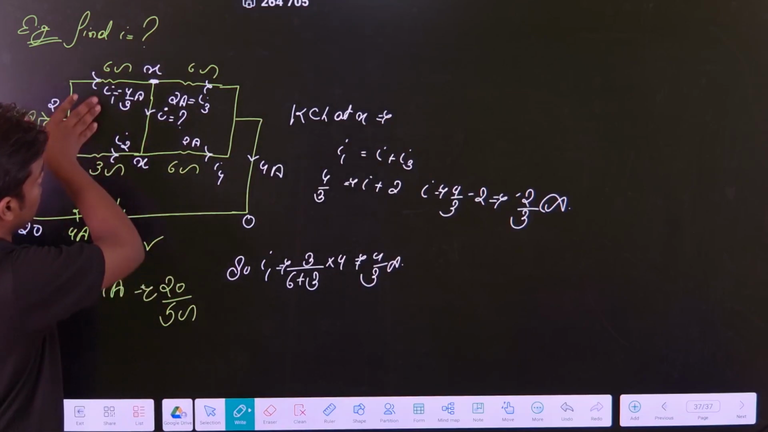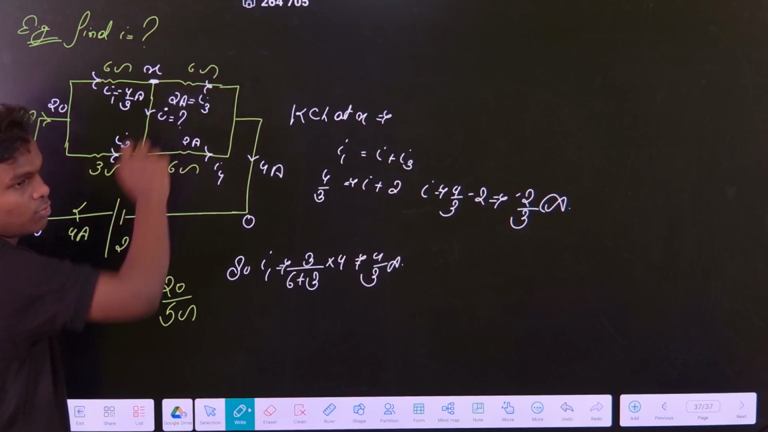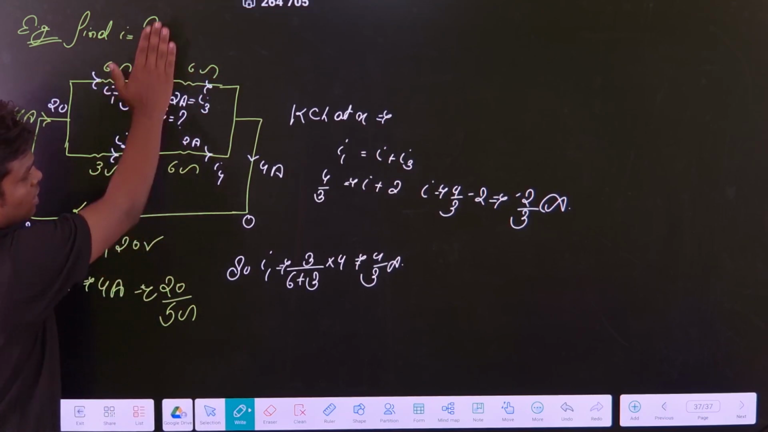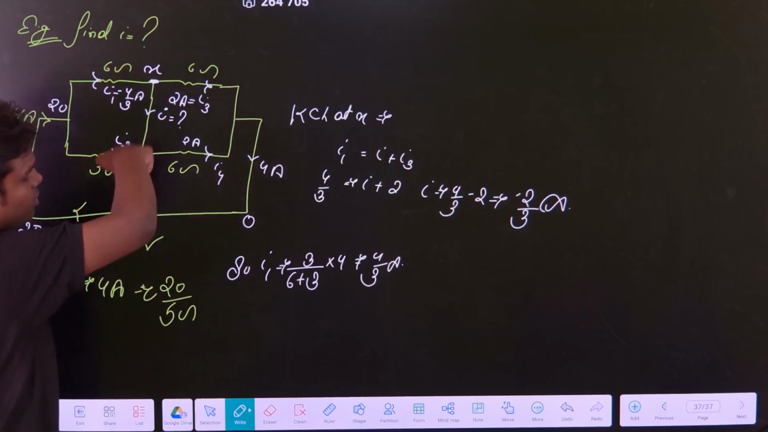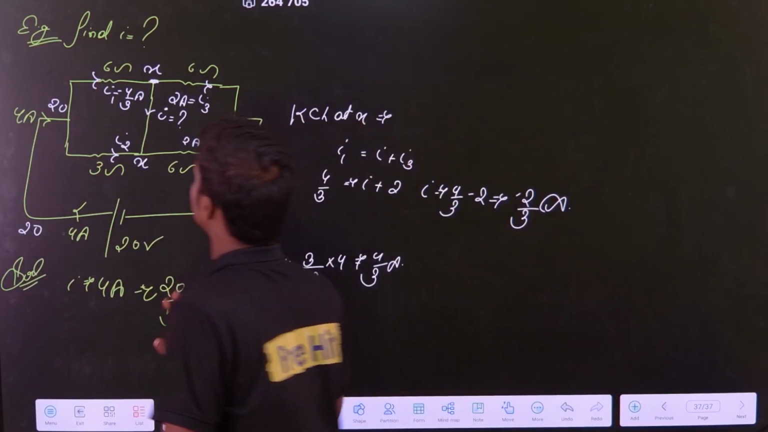It is obvious also because 4 by 3 is coming from here. So 2 by 3 has to come from here. Then it will become 2 ampere, obviously. So we can say that 2 ampere current will flow in this direction, but it asks I1 in this direction. So our answer should be minus 2 by 3, not 2 by 3.